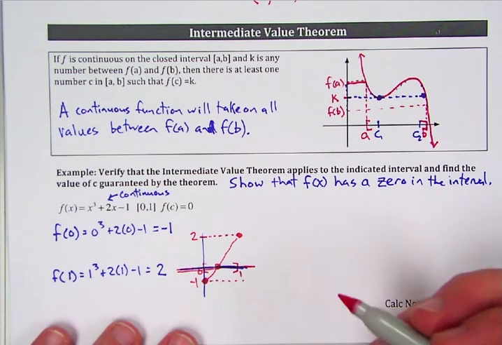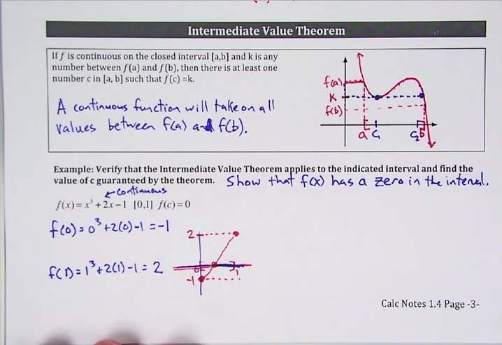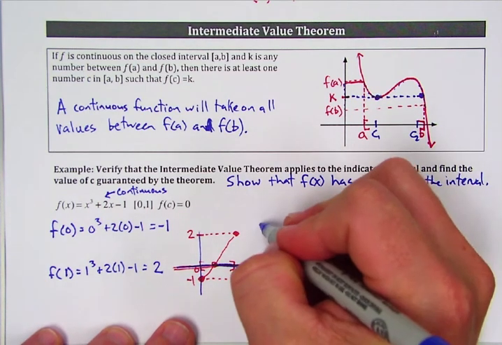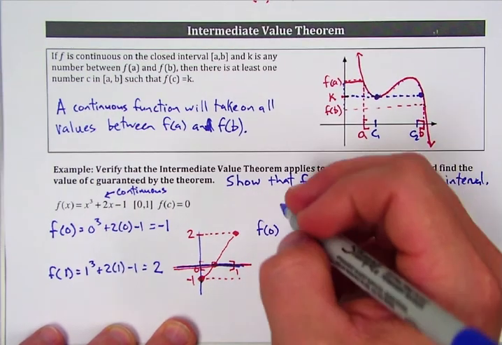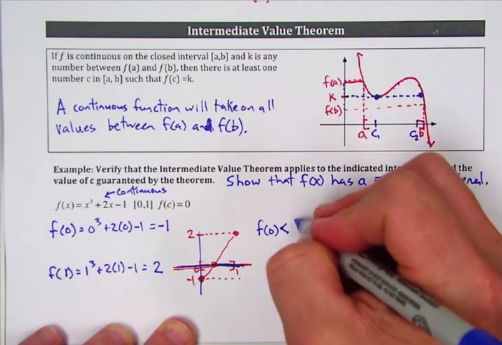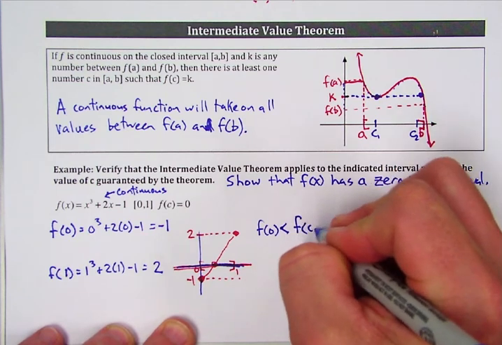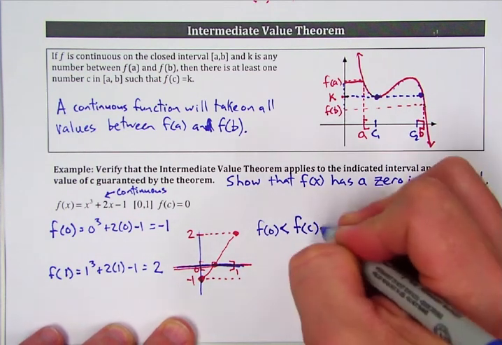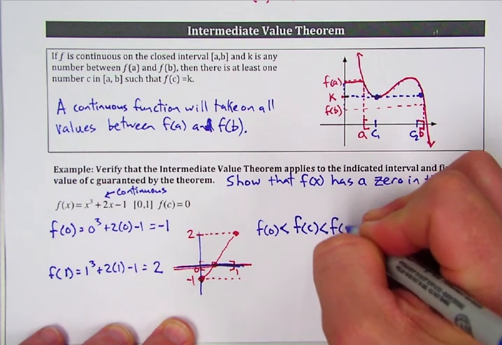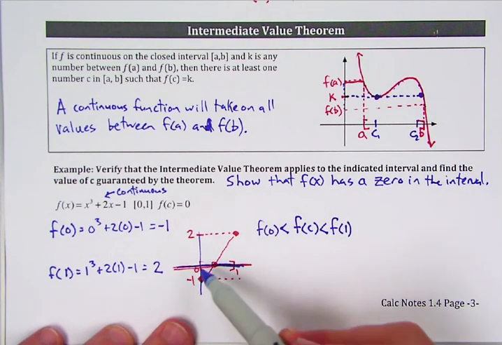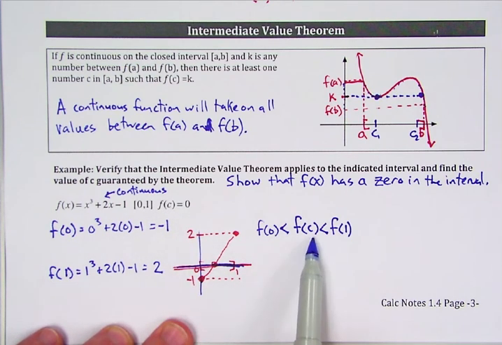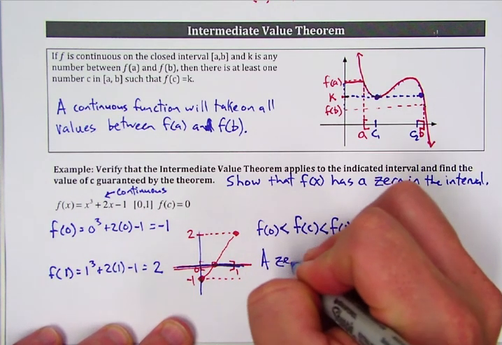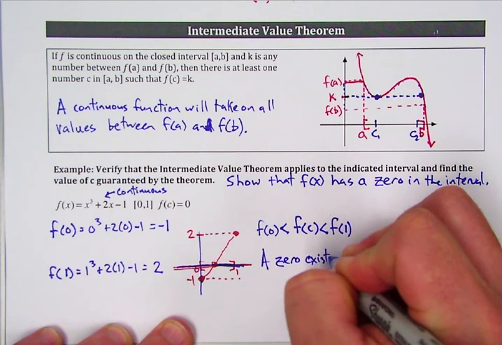So how are you going to write that mathematically? You're going to do this. You're going to write f of 0, so our left interval, is less than f of c is less than f of 1, which is our right interval. So our f of c equaling 0 has to exist on that interval. So we just write a 0 exists.